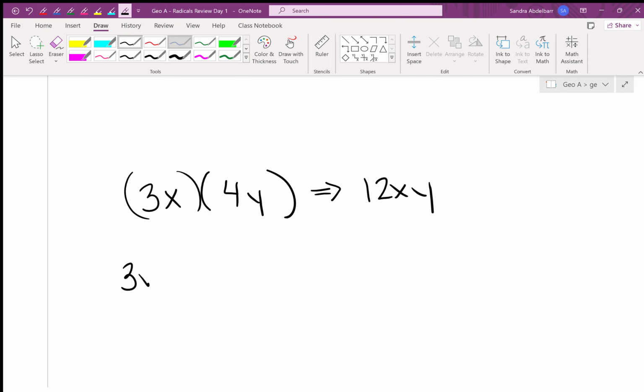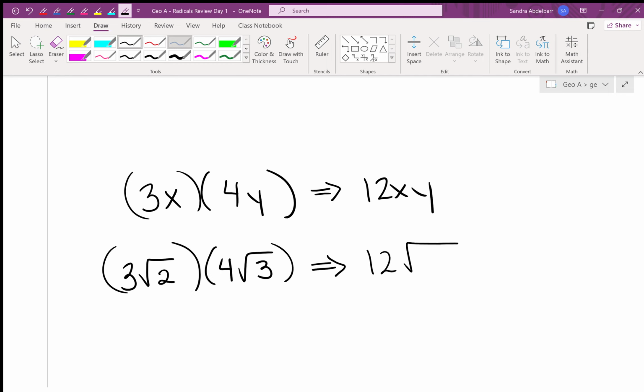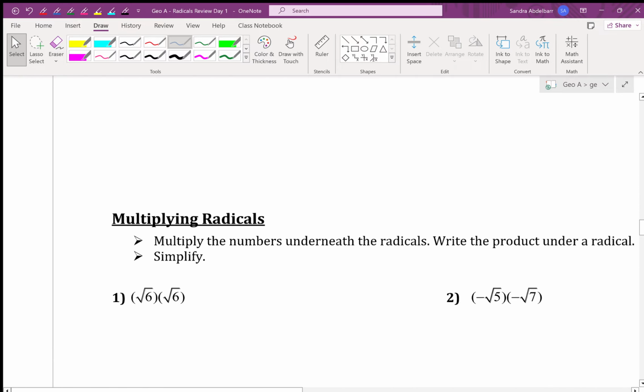So if I have a 3 root 2 times a 4 root 3, all you're going to do is multiply the outside numbers. 3 times 4 is 12, and then multiply the radicals. Root 2 times root 3 is root 6. And then you would simplify if you can. No pairs in 6, so we just leave it like that. All right, let's do these.